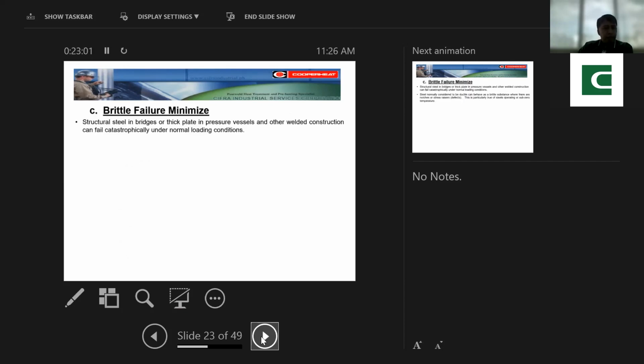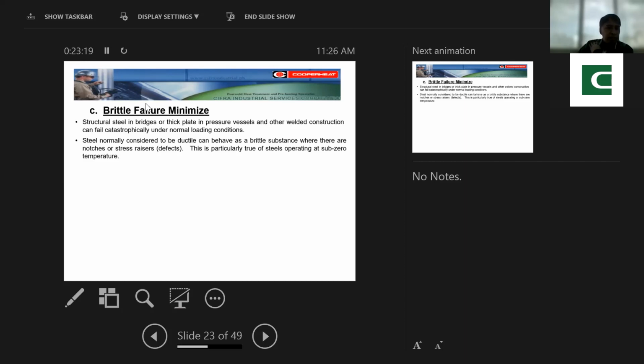And the third function of post-weld heat treatment is to avoid brittle failure, especially if you are welding thick plate on your project. This could fail due to brittle fracture. So if you conduct post-weld heat treatment, maiwasan natin na ma-attain ang brittle fracture of the material.